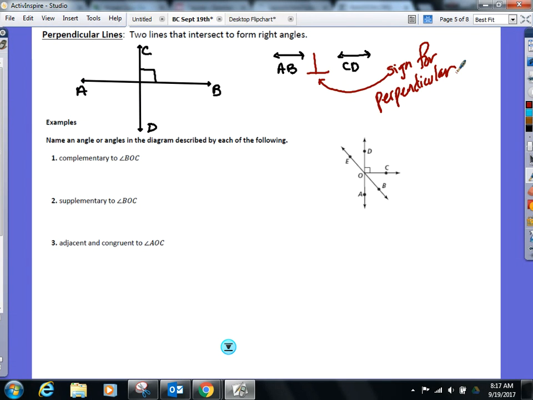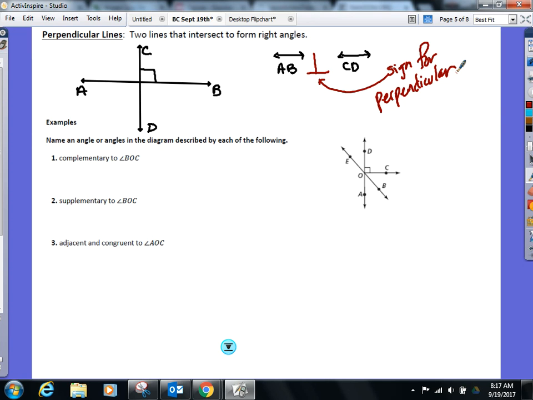Okay, sign for perpendicular. Everybody good? Okay, usually I would let you guys try this, but I don't have time to just let you go here today, so I'm just going to start asking people. We up for this challenge?